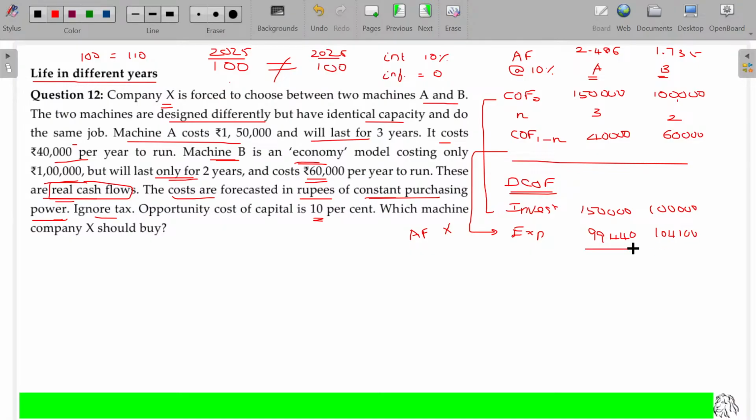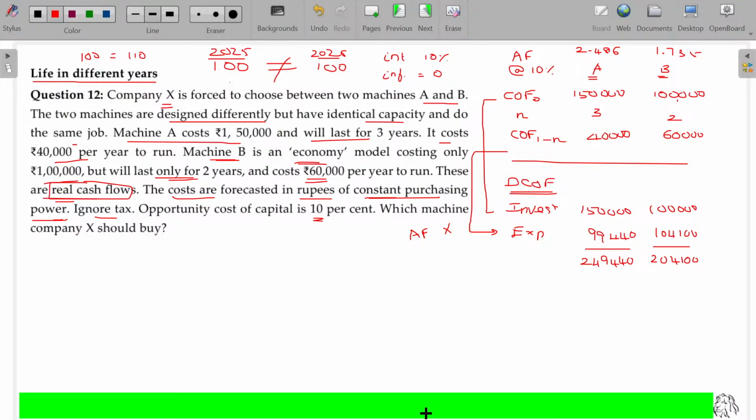Then the value being 1,04,100. Now overall discounted cash outflow, in the very first case, 2,49,440. In the second case 2,04,100. Clear? Come on, tell me. Between these two, which is better one? A or B? But that will work for only 2 years. B works for 3 years. How? You have to calculate logically.